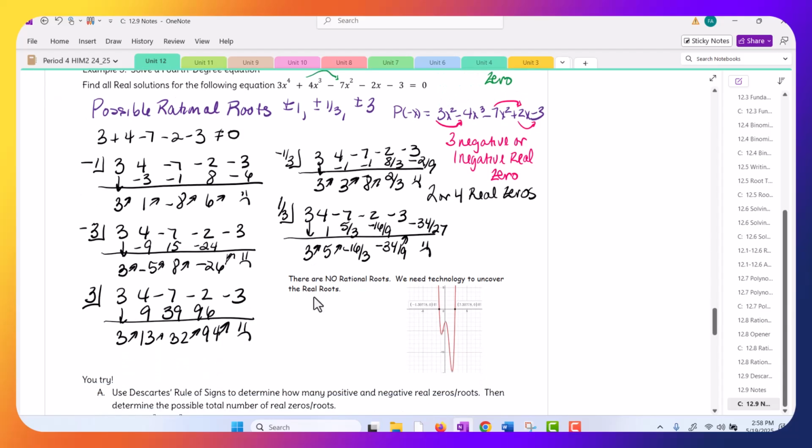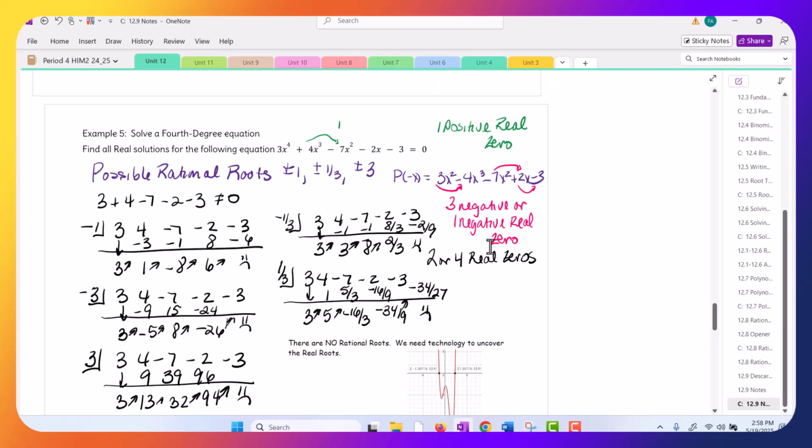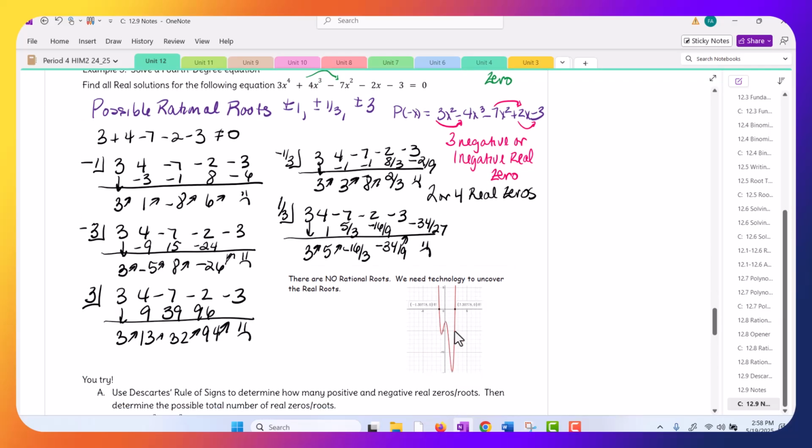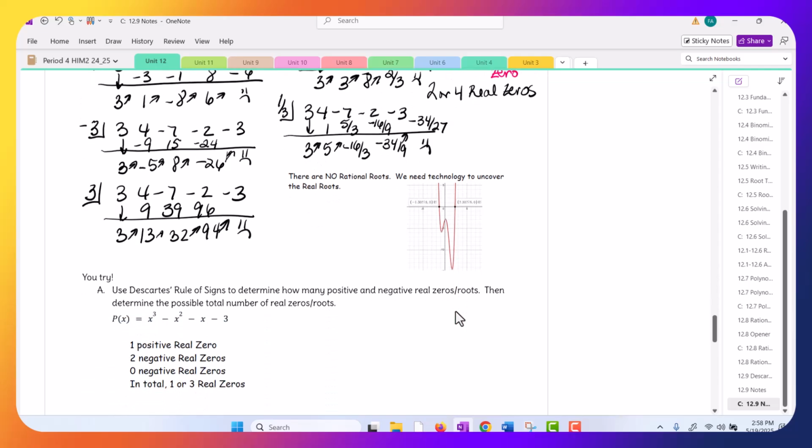All right, so this doesn't mean there aren't any real roots. There are just no rational roots. What we need to now use is our technology to uncover these real roots, because we know we're supposed to have 2 or 4 of them. And here we can use either Desmos or our grapher. Here we see our 2 real irrational roots. The other 2 are going to be imaginary.